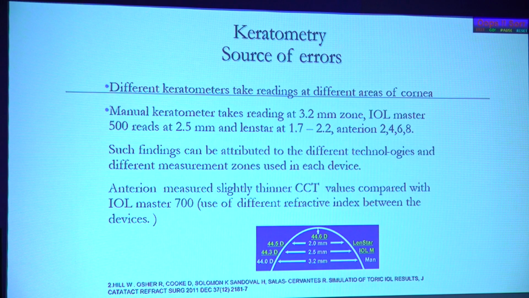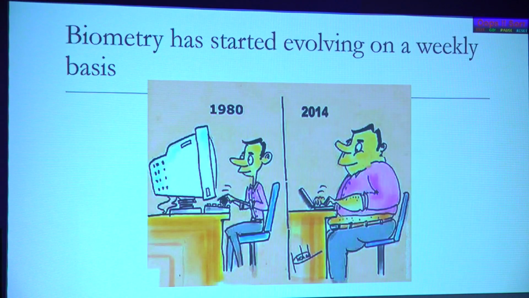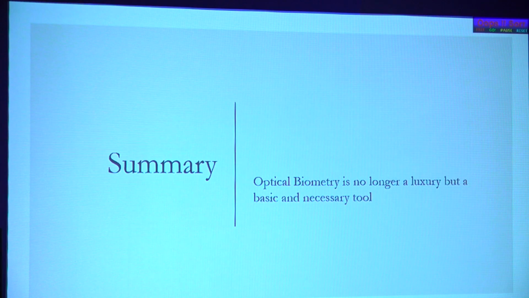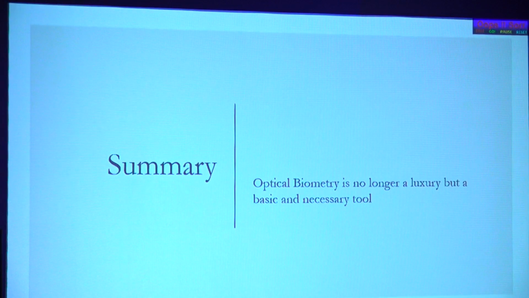You cannot take data taken from the 1.7 mm zone or 1 mm zone and put it into the A-scan system. We will end up with wrong values. Change is always a constant. Biometry keeps evolving. Biometry is no longer a luxury, but a basic and necessary tool.